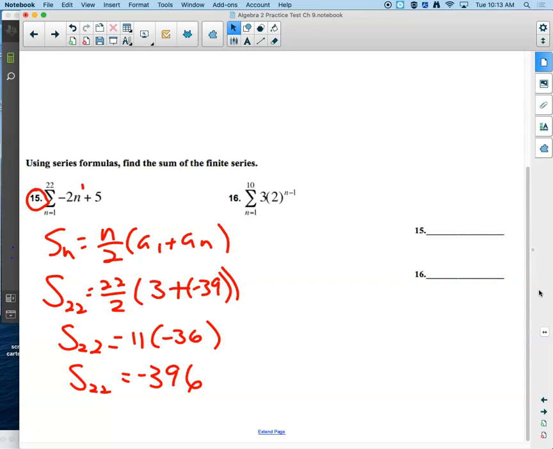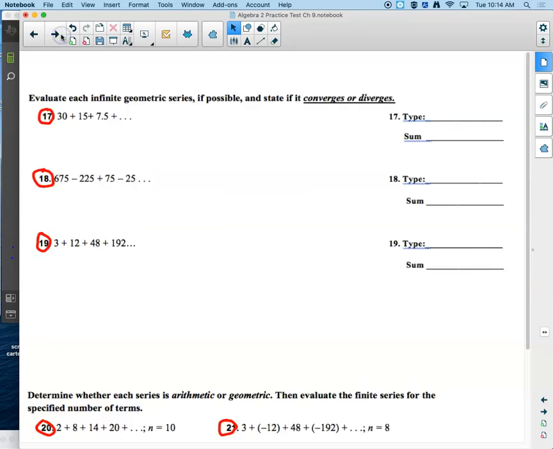Need more time? I see people still scrambling to write like crazy. Let me hold on. Anybody still need more time? All right. 17, 18, 19, 20, and 21. Oh, we're hitting this whole page here. Well, except for 16. Alrighty, number 17. Evaluate each infinite geometric series if possible. Does it converge? Does it diverge? And then find the sum if you can.